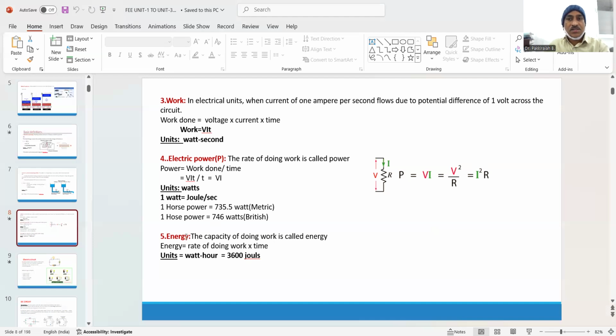Then energy. The capacity to do work is called energy. Its unit becomes watt second, or we can also call it joule. 1 joule equals 10 power 7 ergs.